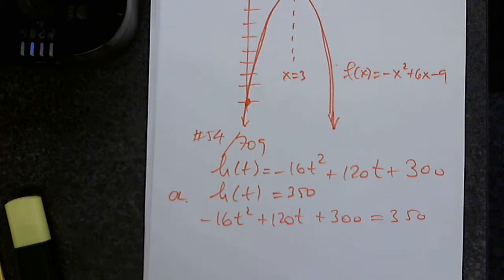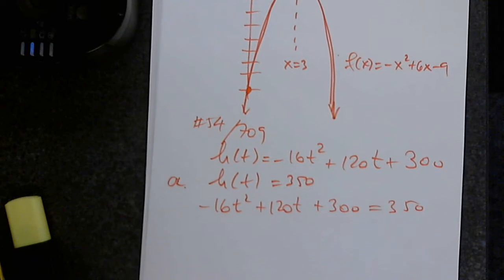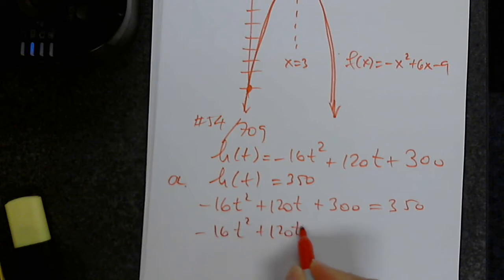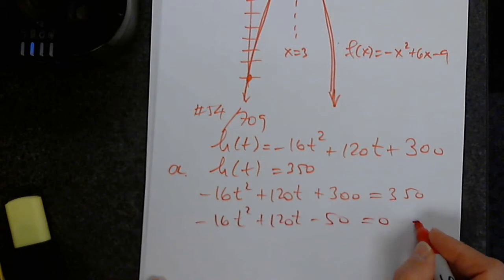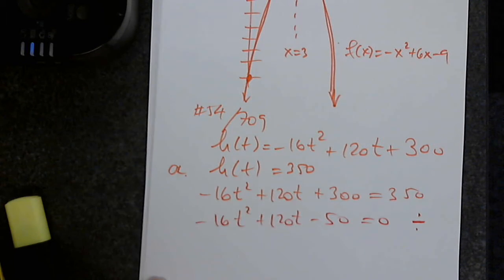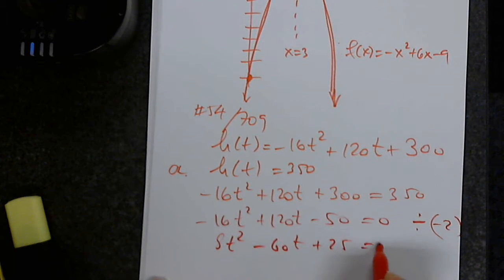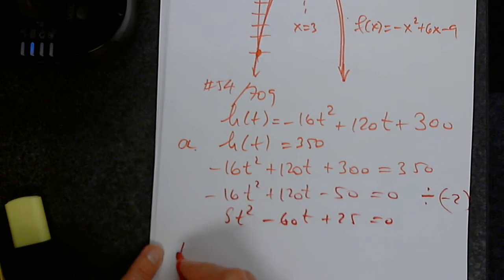Can anyone dictate anything? Yes? I wouldn't do that. I will definitely divide both sides by negative 2. So I have 8t squared minus 60t plus 25. And now I will use the quadratic formula.